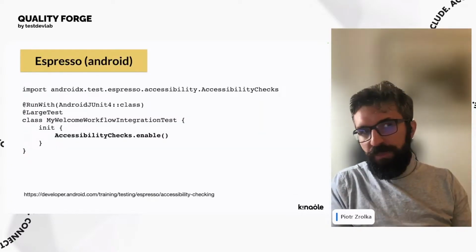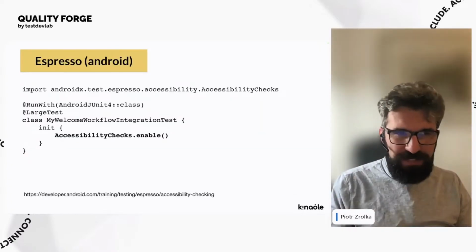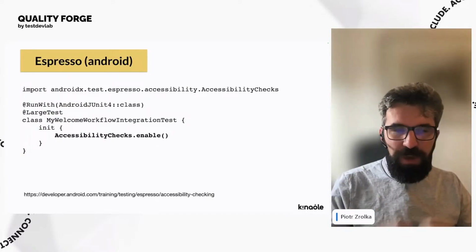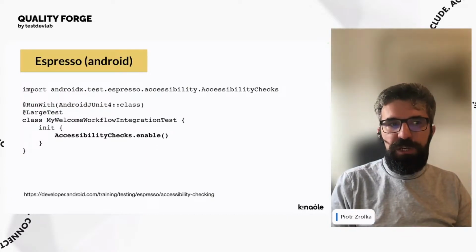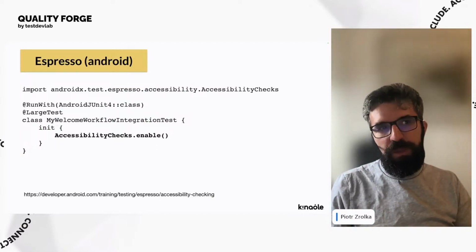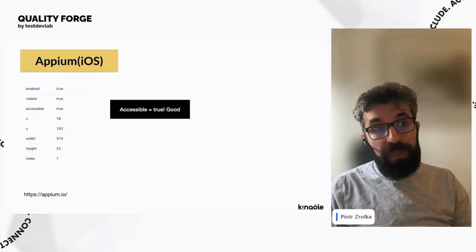Then, for example, for mobile, there are also plenty of tools. One of them is Espresso on Android, which gives you a really great foundation to verify accessibility issues at the earliest stage. On iOS, there is Appium.